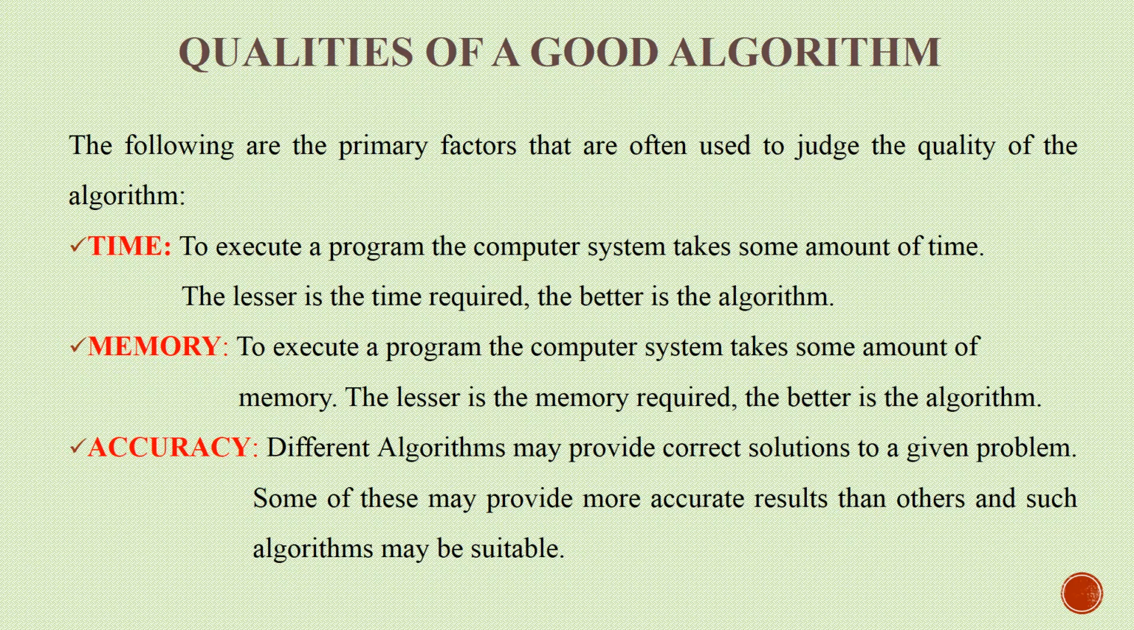So an algorithm which gives you an accurate result is definitely much better and good than an algorithm that gives you an approximate result. So next time you're asked to judge the quality of an algorithm, just think about these 3 points: time, memory, and accuracy of the algorithm.